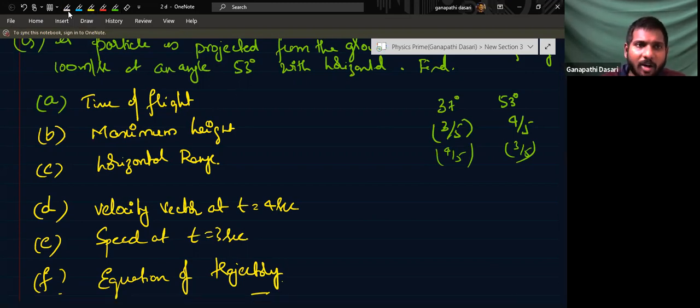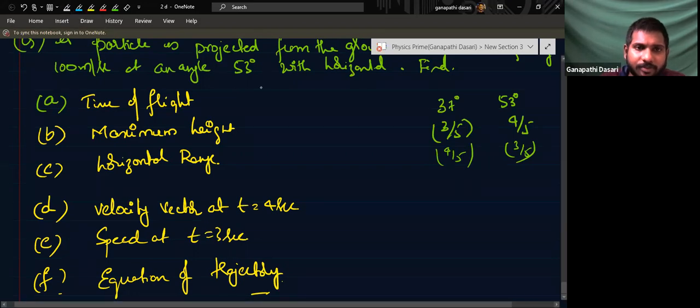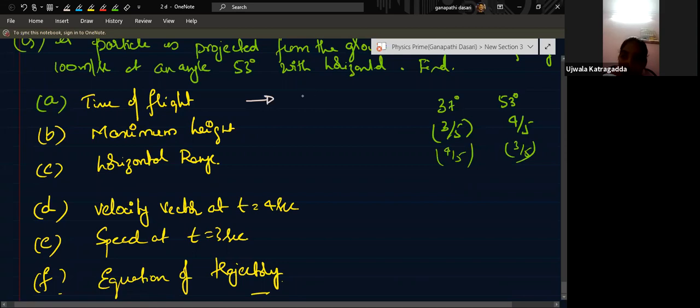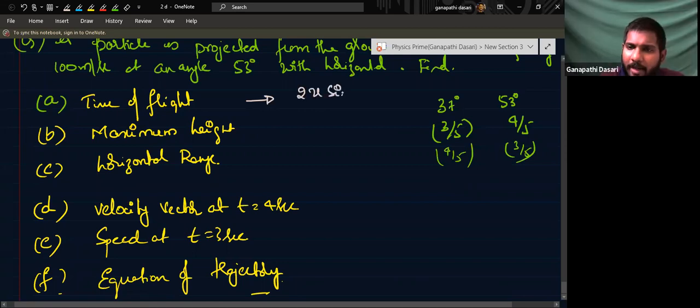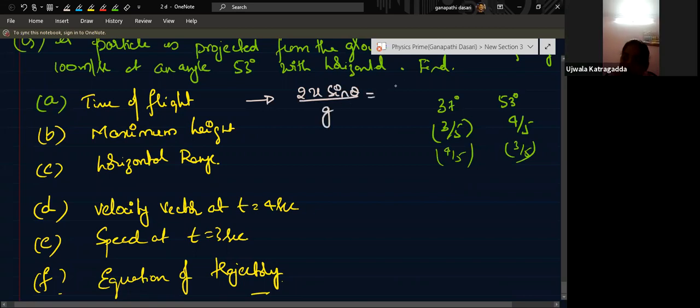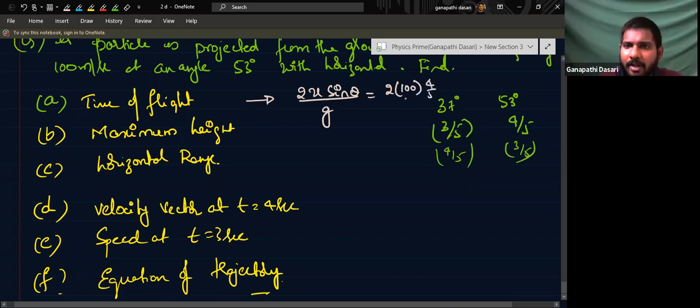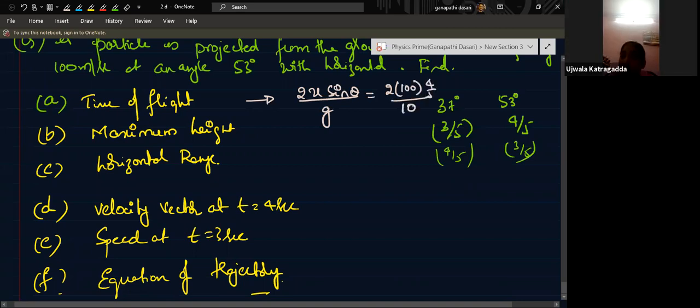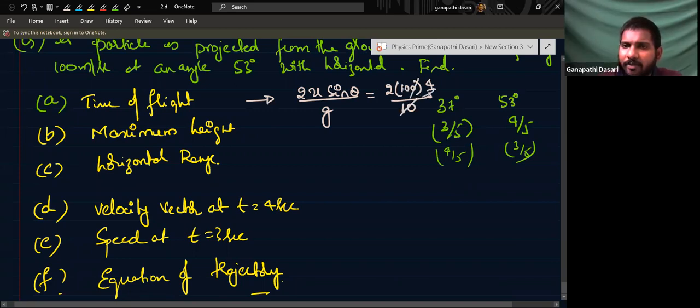So how much will be the time of flight? 16, sir. 2 u y by g, that is 2 u sin theta by g. That is 2 into u, how much? 100, into sin theta is 4 by 5, divided by g. And g, assume it to be 10. So 5 2s are 10, 4 4s are 16. So 16 seconds is the time of flight.